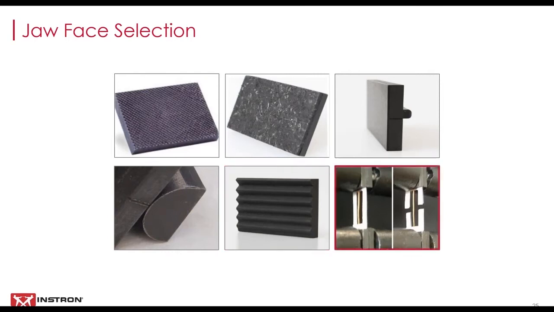Very small, fragile specimens like tendons or fibers are difficult to grip, regardless of what type of faces you use. Adhesively bonded tabs offer a solution. The fiber is bonded to the tab, which is then mounted into standard grips. The tab provides the necessary gripping surface. Before the test begins, the tab is cut, as shown in the photo, to ensure the load is applied only to the specimen.